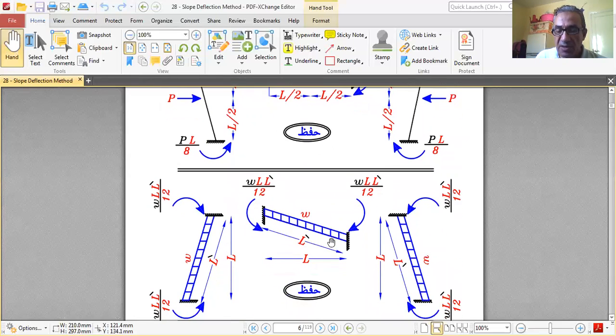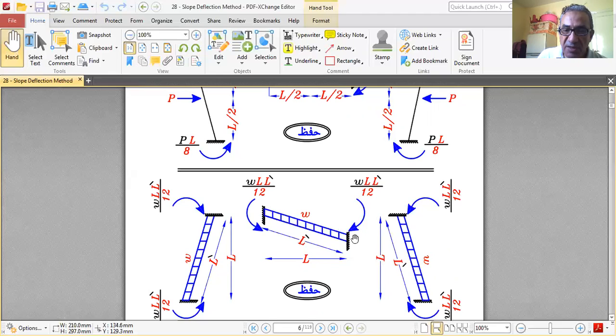What about the inclined member? We have W ton per meter run, vertical, but distributed over L dash. So we have L and L dash, which are parts of the equation. So WL is distributed over L dash, but perpendicular to L, vertical perpendicular to L. Over here, horizontal perpendicular to L, which is the vertical, and the incline is L dash.